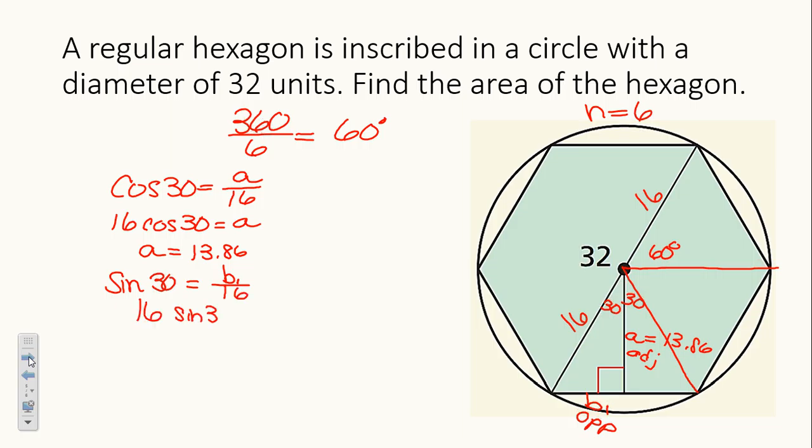16 times the sine of 30 is going to get us our little base. Sine of 30 is half. Half times 16 is 8. That's our half base. What's our whole base? 16.